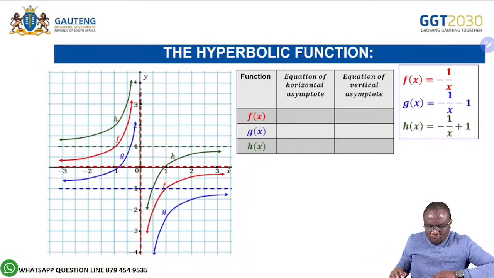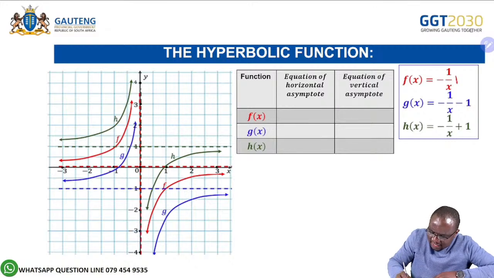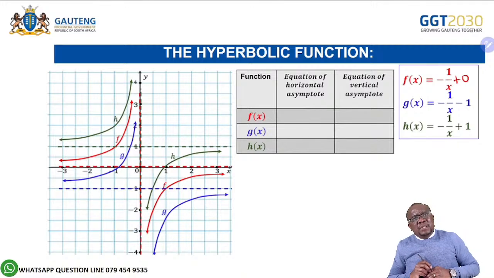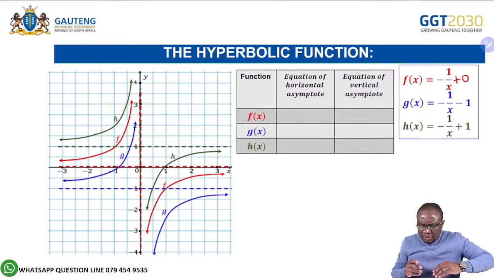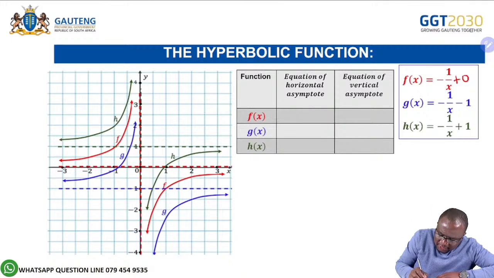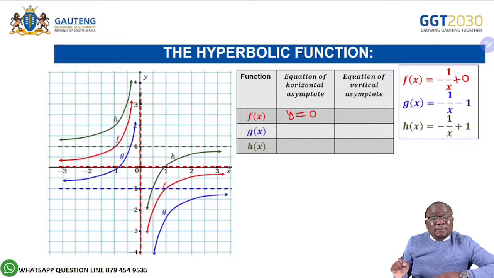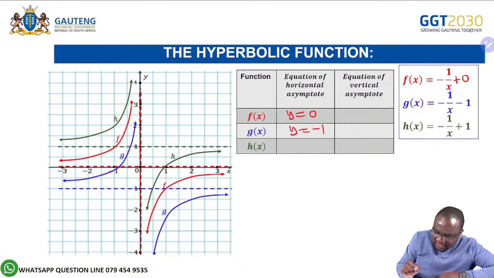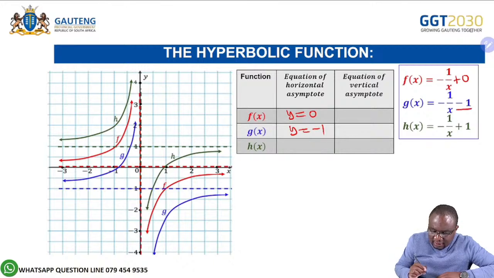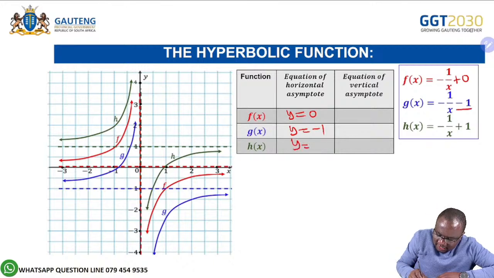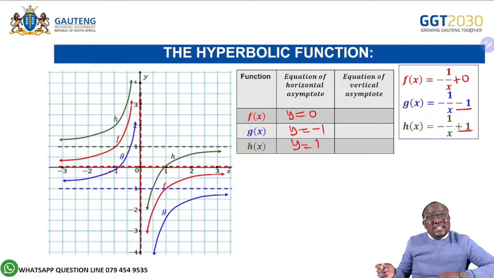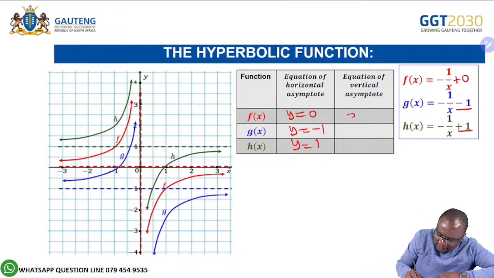Right, f of x, the equation of the horizontal asymptote. Like I said here, there's a plus 0. So I'm going to use mainly the value of q, because we have seen that the value of q will give us our key features here. So f of x, the horizontal asymptote, will be y is equal to 0. I'm getting that from the q value. And then for g of x it is going to be y is equal to negative 1. I'm getting that from the q value here. And then for h of x it is going to be y is equal to positive 1. I'm getting that from the q value there. Okay. And then the vertical asymptote we said is not affected. So it's going to be x is equal to 0, x is equal to 0, x is equal to 0.